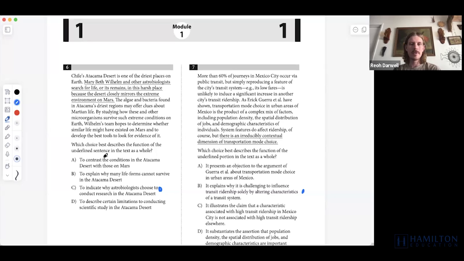Here, what we have underlined describes how Mary Beth Wilhelm and astrobiologists study the Atacama because it looks or acts kind of like the extreme environment of Mars, right? There's no water in the Atacama, yet things live there. There's no water on Mars. Maybe that's how we could find things that live there as well. All right. So why are they conducting research? Why are astrobiologists, like biologists of the stars, researching the Atacama? Because it maybe mirrors Mars.